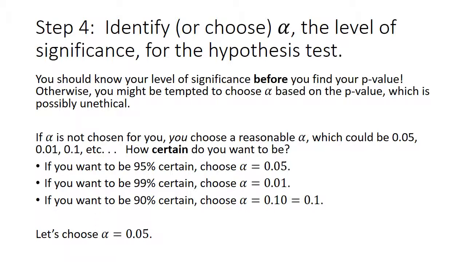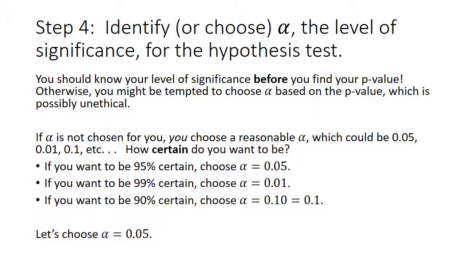If you want to be 95% certain of your results, alpha would be the decimal of what's left out of 100%. 100% minus 95% is 5%. Alpha would be 0.05. If you want to be more certain about your results, you really want to make sure that these results are unusual before you reject the null hypothesis. You might want to be 99% certain. Alpha would be 1% as a decimal, 0.01. If you don't need to be quite so sure, you could be 90% certain, then your alpha would be 10% as a decimal, 0.1.